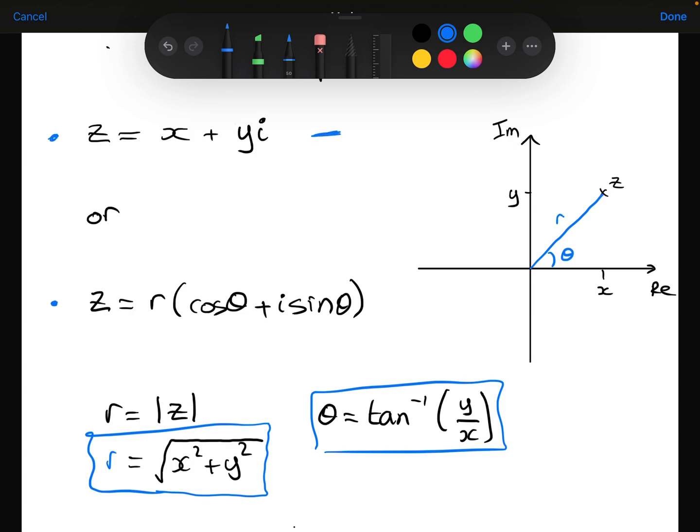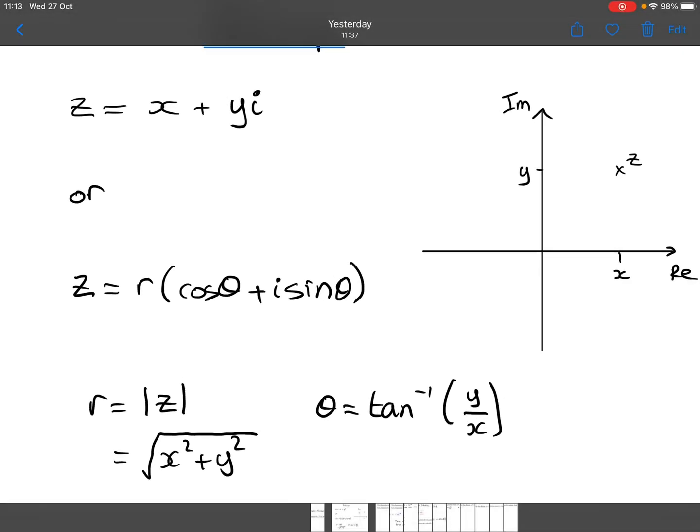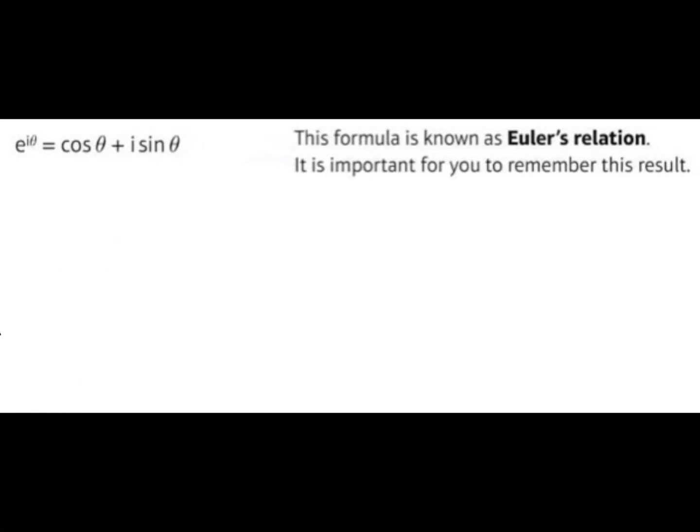We were introduced with the first Cartesian method, and then we saw that actually in some cases the modulus argument form was more useful. We're going to see a third way of writing complex numbers in this video. First, I want to show you Euler's relation.